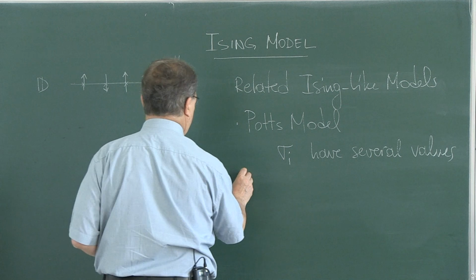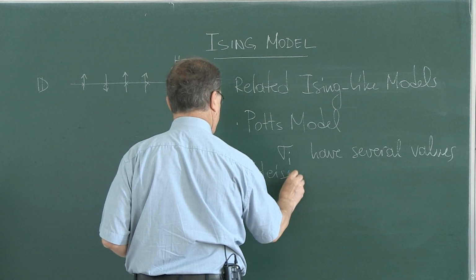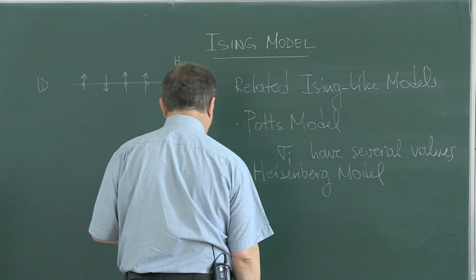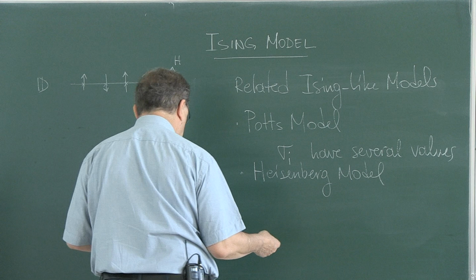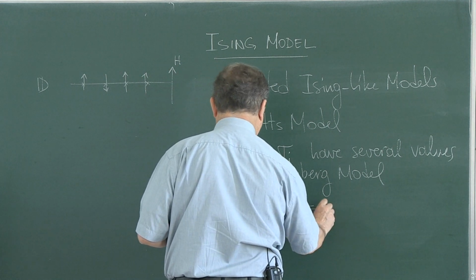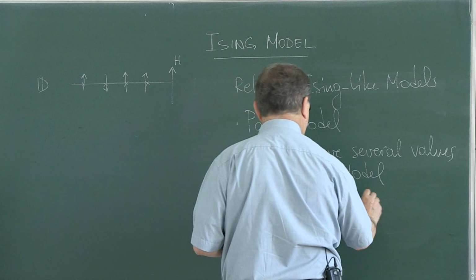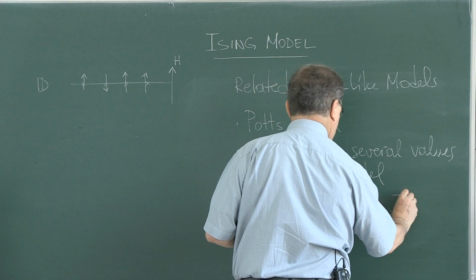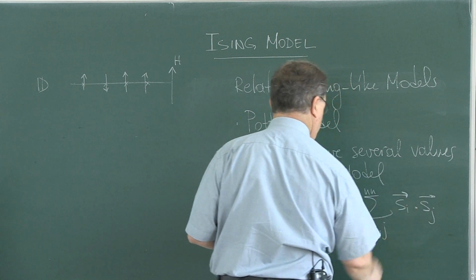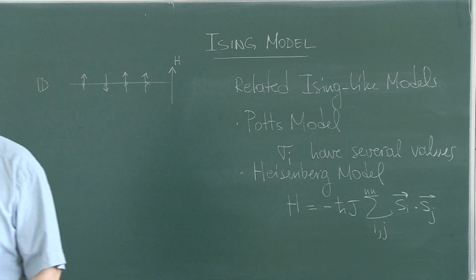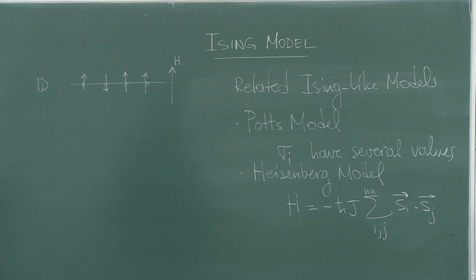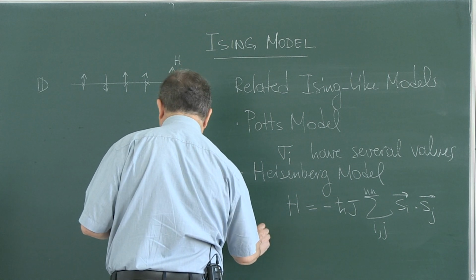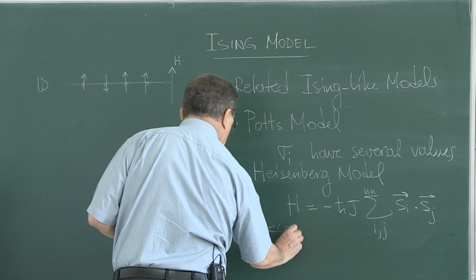The Heisenberg model is another one. Here you have a vector interaction, and the Hamiltonian is written as a sum over nearest neighbors ij of Si dot Sj. So it's not only up and down; it can be more realistic. Then there are decorated models.